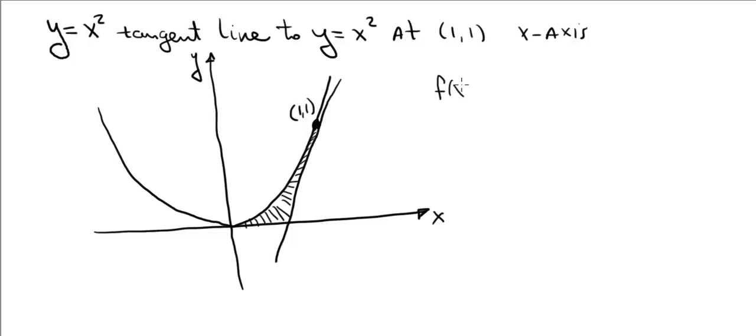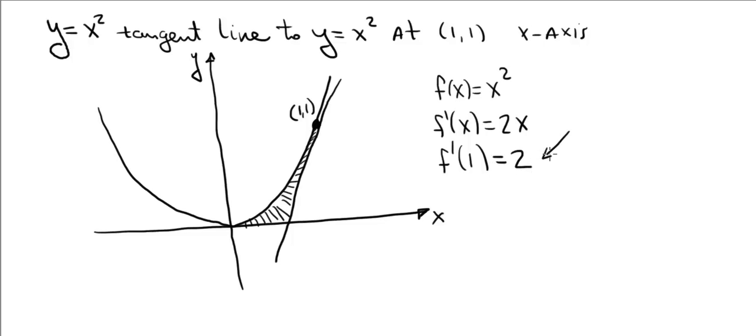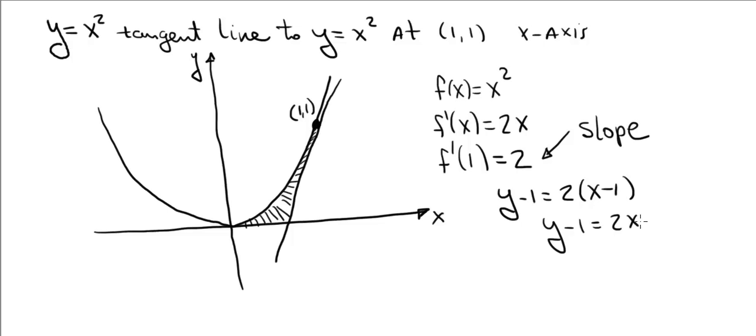Recall that if f of x is x squared, when we take its derivative we end up with 2x. Plugging in the x-coordinate of the point of tangency, 1, into the derivative, we end up with 2, and that happens to be the slope of the tangent line. So we have the point (1, 1) and the slope is 2. y minus 1 equals 2 times (x minus 1), so y minus 1 equals 2x minus 2. Therefore the equation of the line is y equals 2x minus 1.